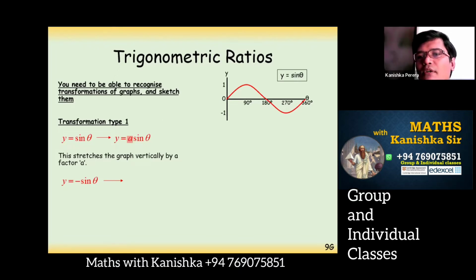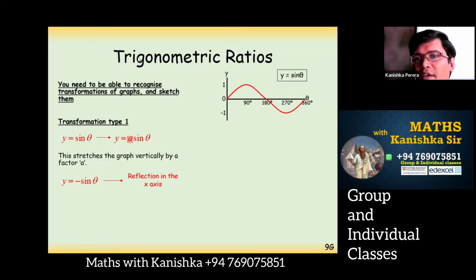So that much of an amount we have to move. It's a transformation. That amount we have to move the particular basic graph, you have to move a times. We will see here reflections. This is a sine theta, and this one is the reflection.